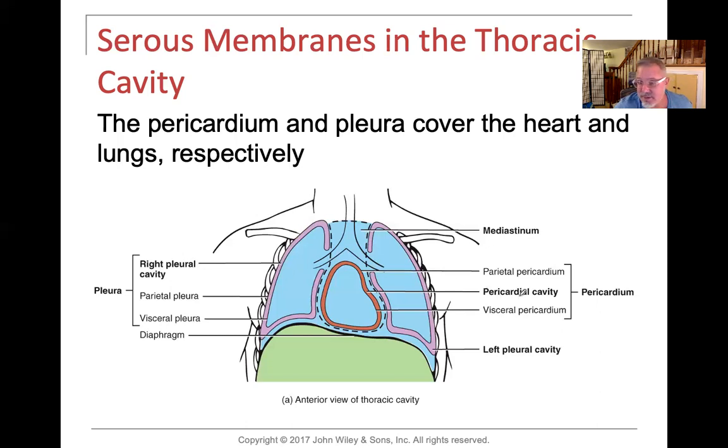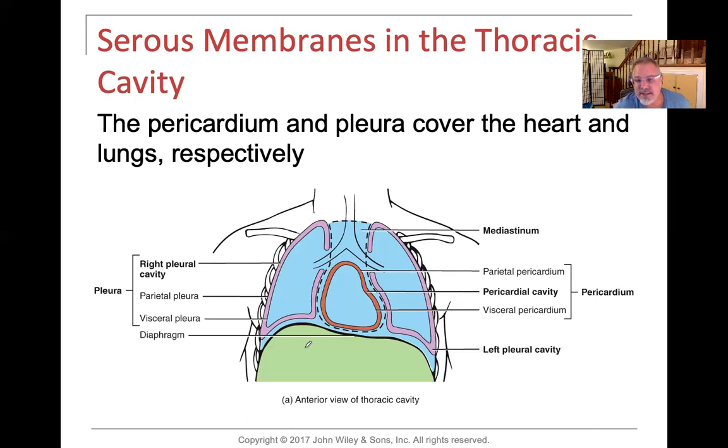We apply the same concept to the lungs, but now we take out the word pericardium because it doesn't have anything to do with the heart, and pleura refers to the lung. So there's a visceral pleura, which is that serous membrane that comes into contact with the lung. Then there is the parietal, which is closer to the cavity, right to the rib cage itself. And then between the two is the pleural cavity itself.